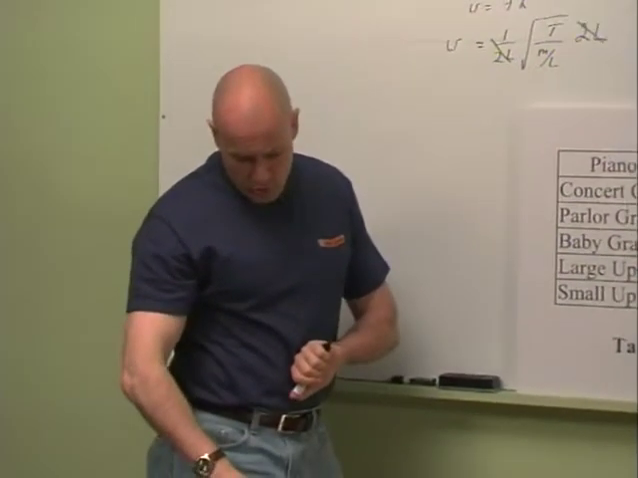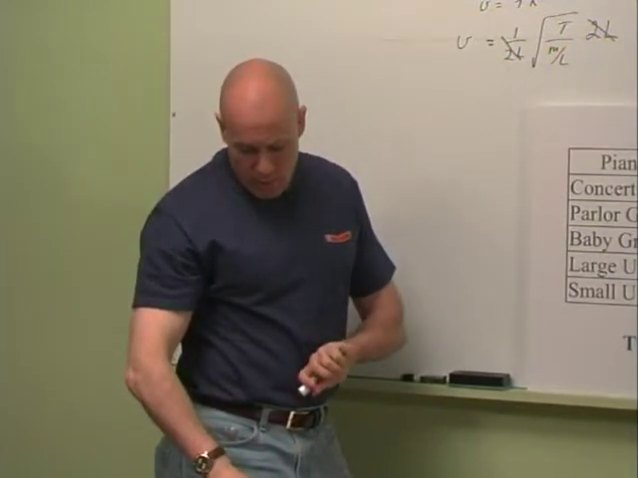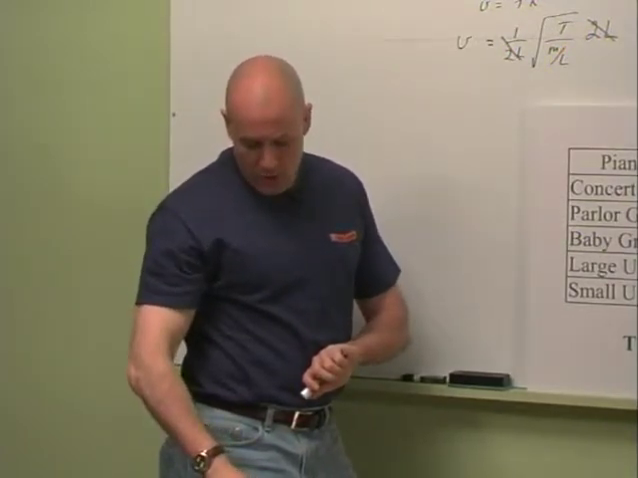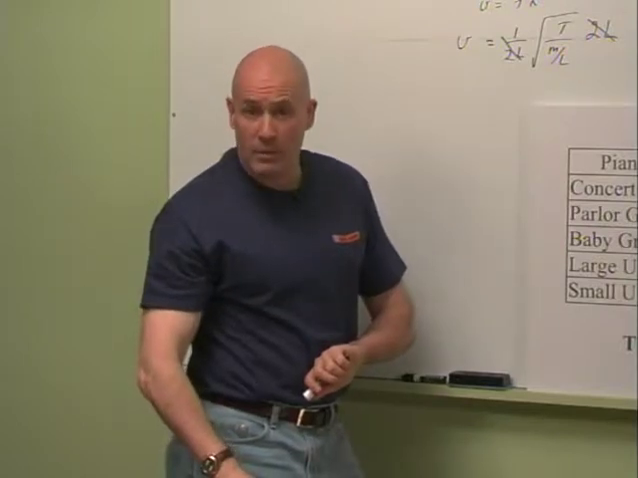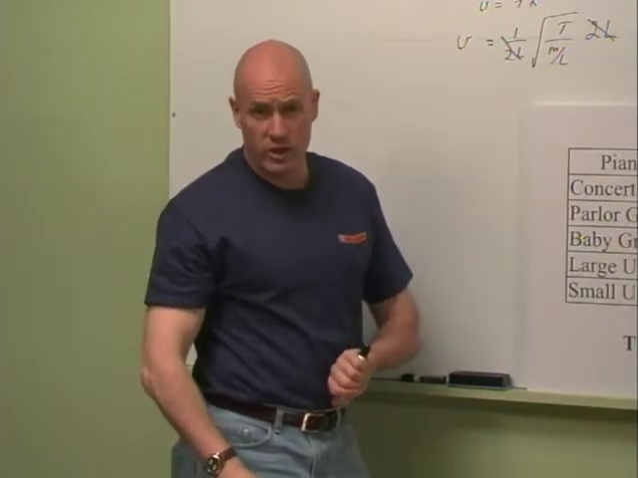So my answer choice would be B. The strings in an upright could be made shorter than the corresponding strings in the concert grand, thereby compensating for the upright's lower tension.